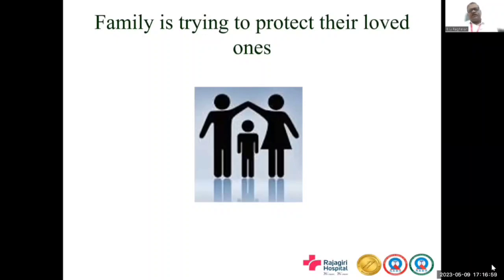And many times we are also happy to keep up with this charade of conspiracy of silence, because we are also not very comfortable telling the truth to the patient. And most of the time, nobody taught us how to do it. And therefore, it seems convenient. The family said, don't tell. Okay, I will not tell.